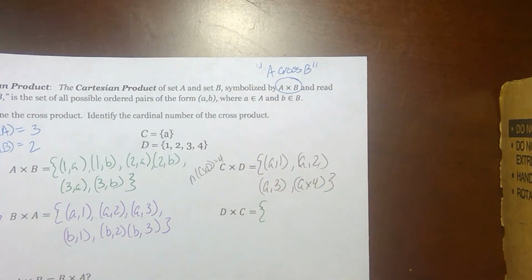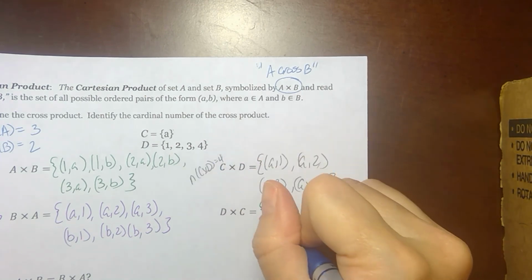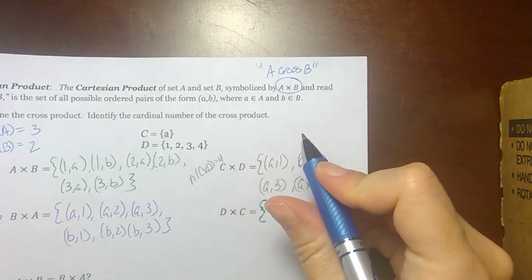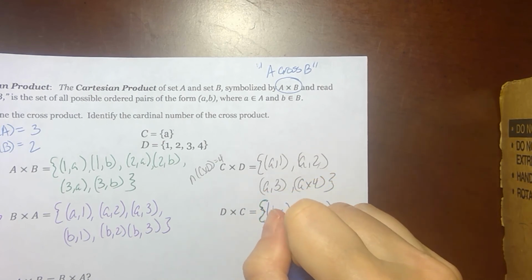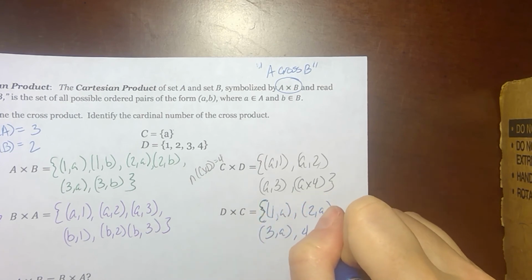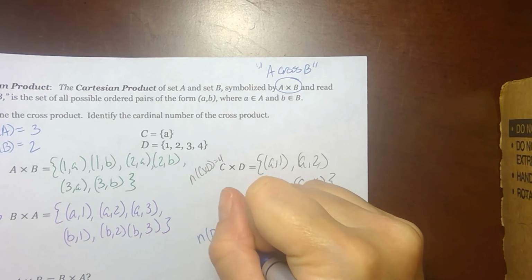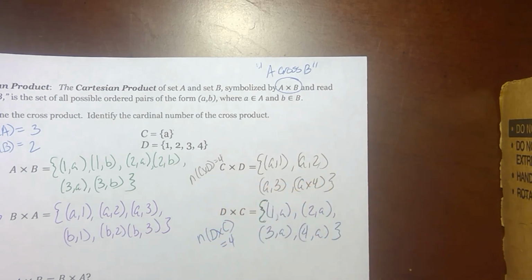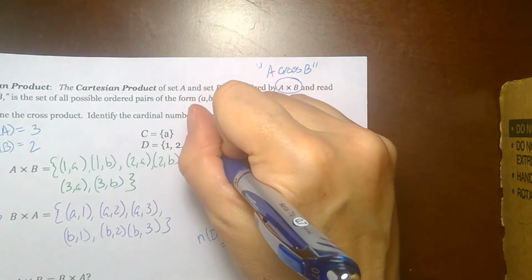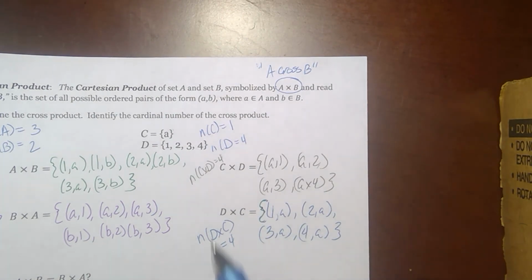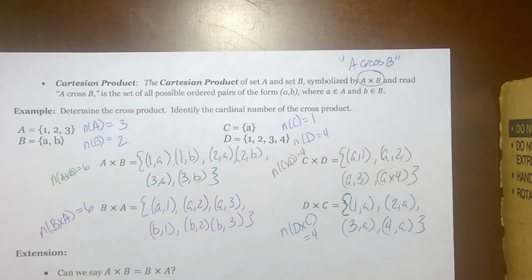This time we're going to start with D. So we have 1A, we have 2A, we have 3A, and we have 4A as my ordered pairs. So the number of D cross C is also 4. We didn't give the cardinal numbers of C and D. The cardinal number of C is 1, and the cardinal number of D is 4. And 1 times 4 is 4, just like 2 times 3 is 6.